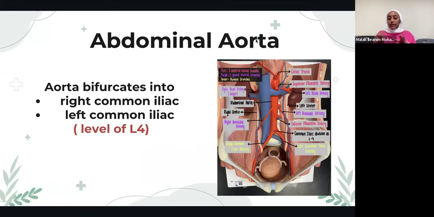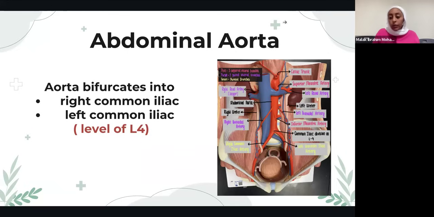Okay, now we're going to talk about the aorta. The aorta has 3 parts. It has the ascending part, and then the arch, and the descending part. The descending part is divided into 2 parts, the thoracic and the abdominal. How do you know where we start the abdominal? When it passes through the diaphragm, we start with the abdominal.